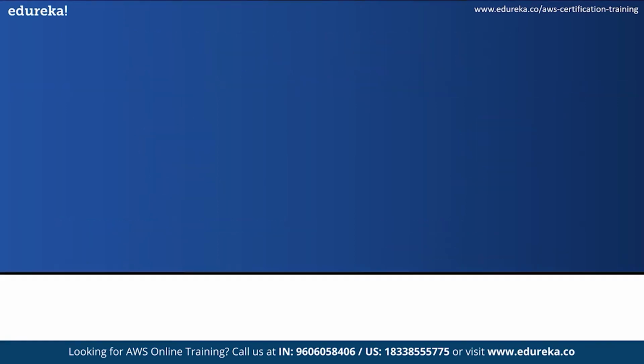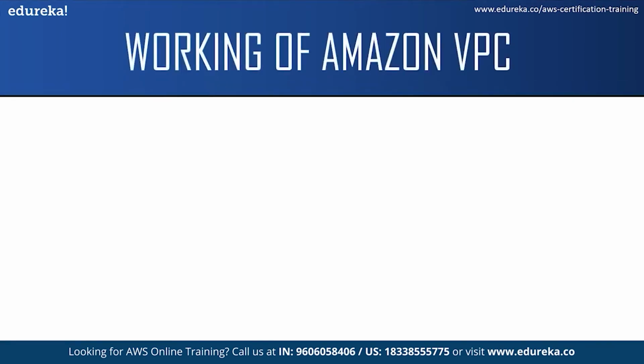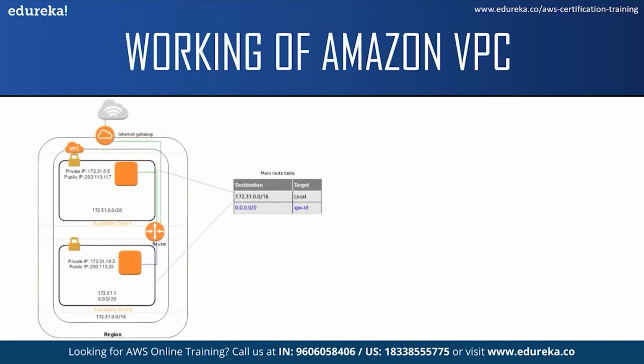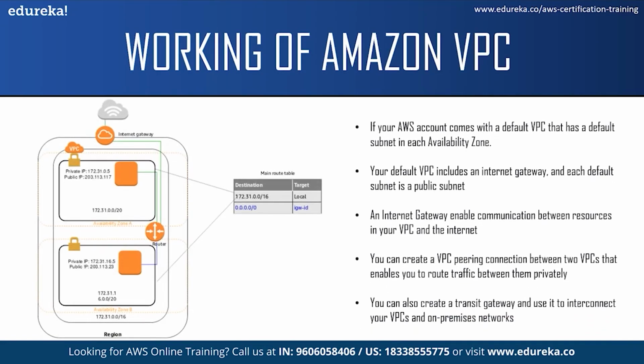Now that you have some idea about subnets and route tables, let us move on to the working of VPC and understand it. Now if your account was created after 4th of December 2013, your account comes with a default VPC that has a default subnet in each availability zone. We will see this in the demo part. Now your default VPC includes an internet gateway and has the benefits of the advanced features provided by EC2 VPC and is ready for you to use. Now if you launch your instance in a default VPC and do not specify a subnet where to launch your instance, the instance is automatically launched in your default subnet, which is a public subnet.